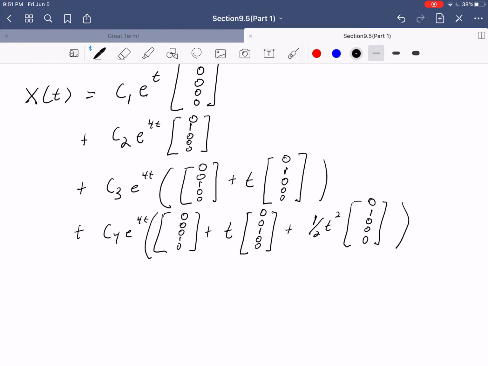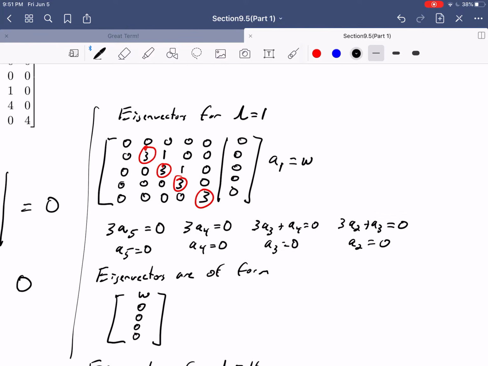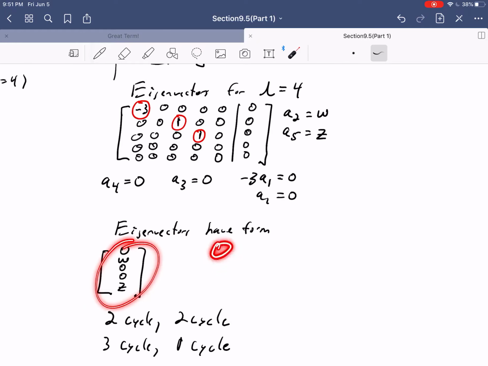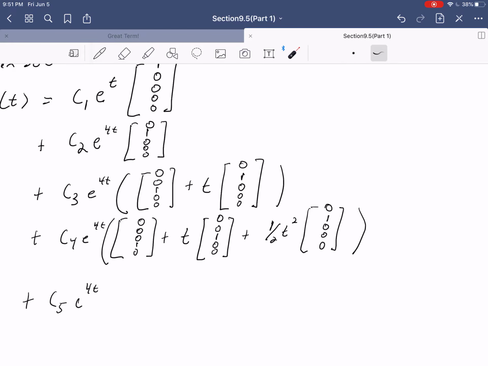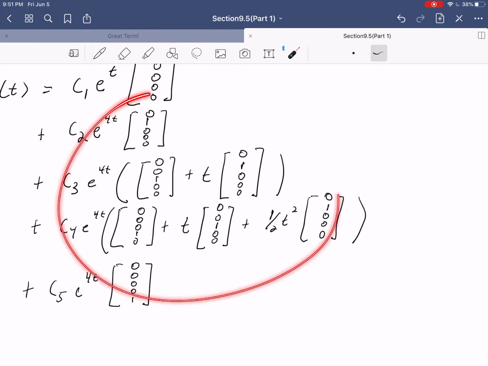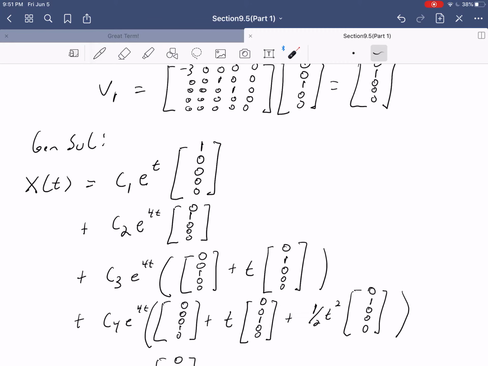All right, are we done? Well, we actually have one more: plus C5 e to the 4t. We've got to go back and grab the other eigenvector that was not part of the chain. That would be the 0, 0, 0, 0, 1. So if we do that, we get C5 e to the 4t times 0, 0, 0, 0, 1. And there we go. That linear combination, that horrible mess, is actually our general solution for that linear system of differential equations.